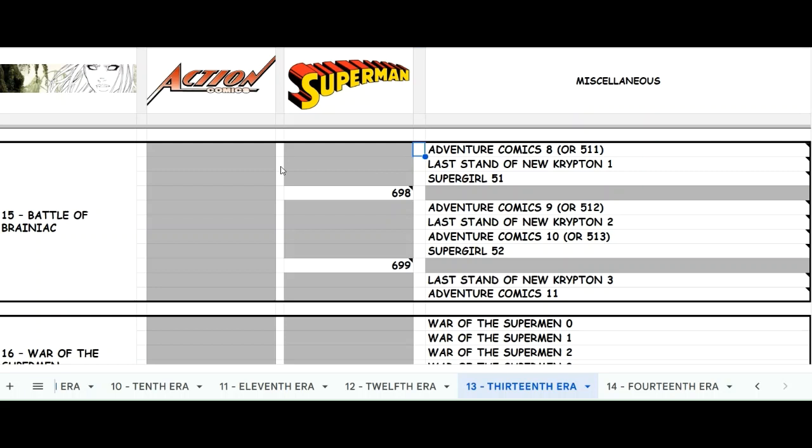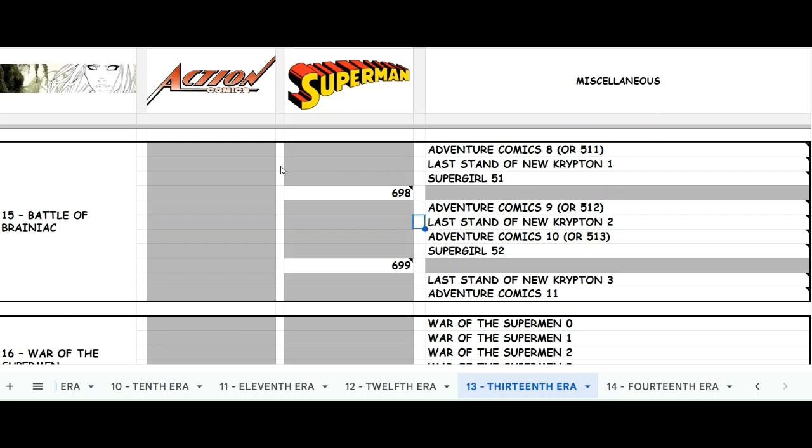After reading Adventure Comics 8, you should read Last Stand of New Krypton number 1, which is triangle 31. Then Supergirl 51, which is triangle 33. Yes, I'm aware we've skipped some. That also has Last Stand of New Krypton branding. After that, you want to read Superman 698, which is triangle 34. Again, Last Stand of New Krypton branding. Adventure Comics 9, or 512, depending on the legacy numbering, is triangle number 35. It hasn't got any other branding, and it's got a backup story in it called Awake, Part 2.